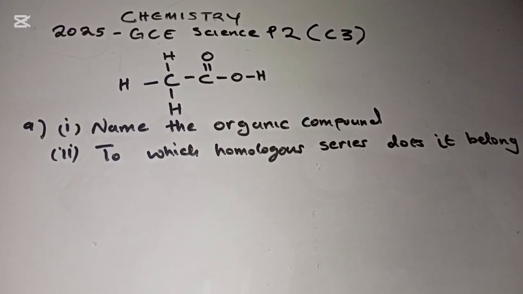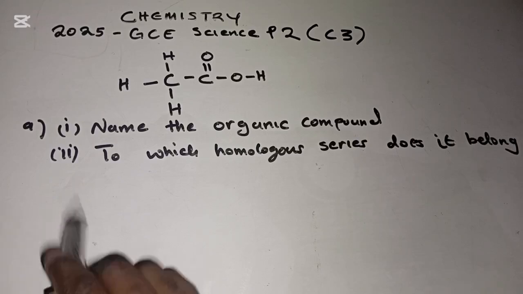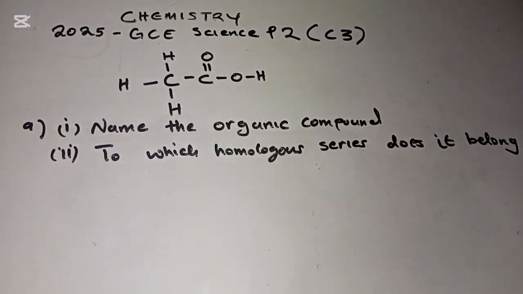In today's lesson, we are going to be discussing a question from 2025 GCE Science Paper 2. And this is a question from section C of chemistry, the last question, which is C3. So we have questions here. Question 1 says, name the organic compound. So what is this organic compound? We have to give it a name.